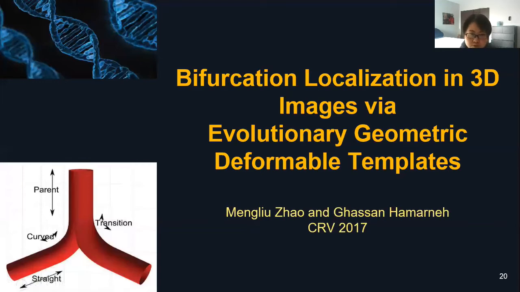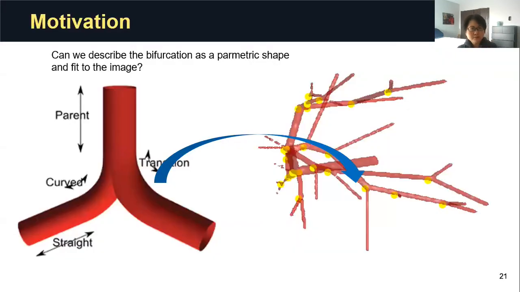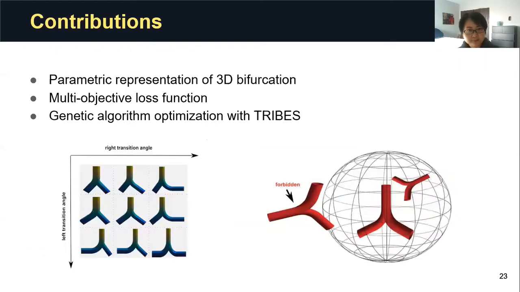The second contribution is bifurcation localization in 3D images via evolutionary geometric deformable templates. And the motivation is this. If we can describe the bifurcation as a parametric shape, how can we fit this model into the real image to find the bifurcation locations? And how can we find bifurcations simultaneously?